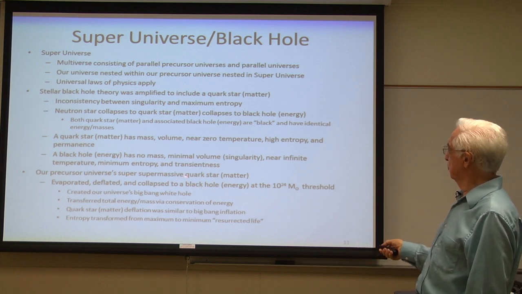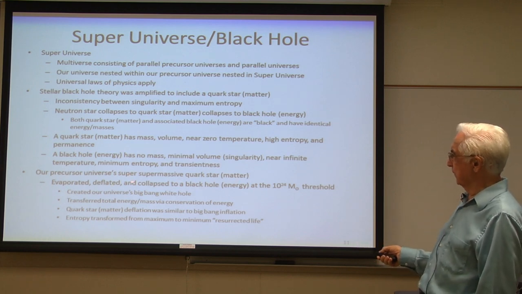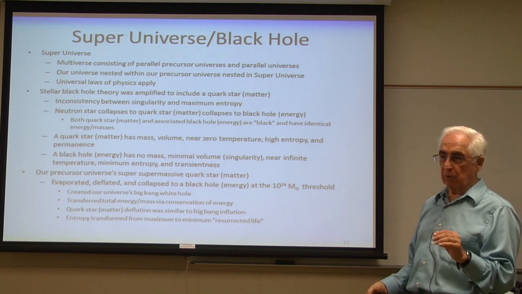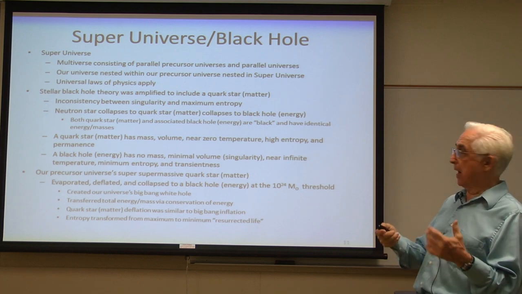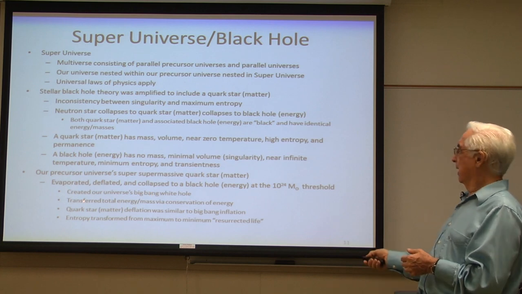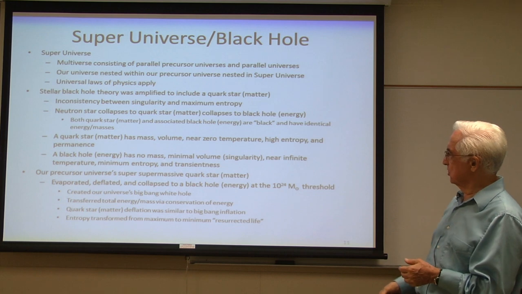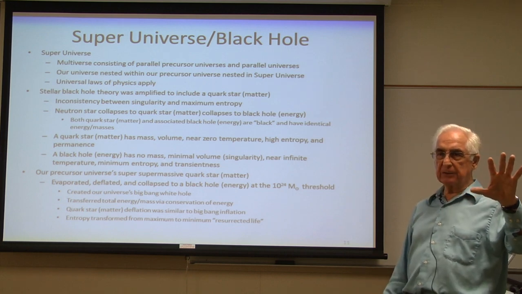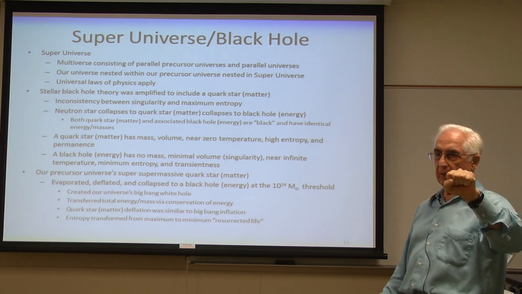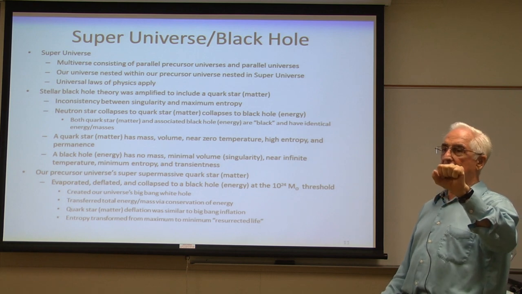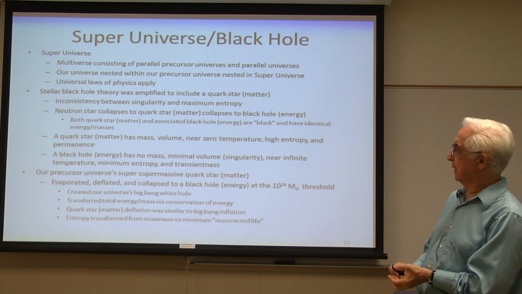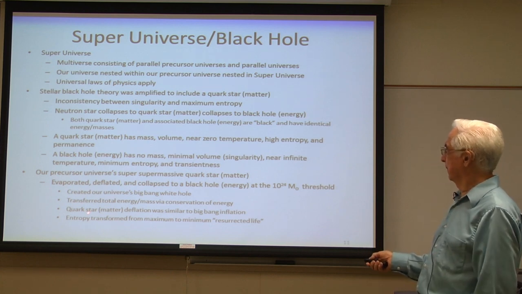Our precursor universe's super supermassive quark star matter evaporated, deflated, and collapsed to a black hole energy at the 10 to the 24th solar mass threshold, which is the energy of our universe. And this created the universe's Big Bang white hole. It transferred total energy mass via the conservation of energy. The super supermassive quark star matter had the same energy mass as the super supermassive black hole energy, and that had the same energy mass as our universe, and all three equal 10 to the 54 kilograms of energy.